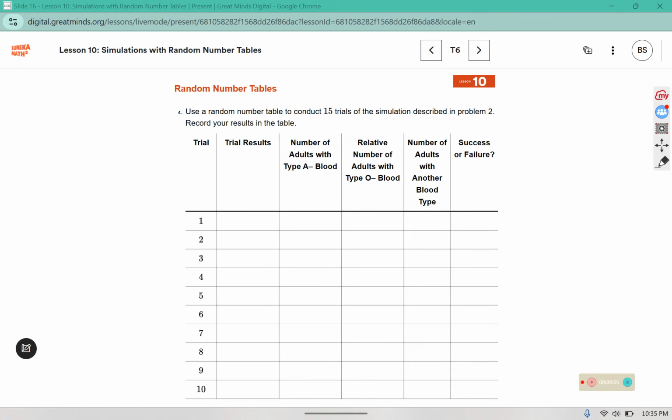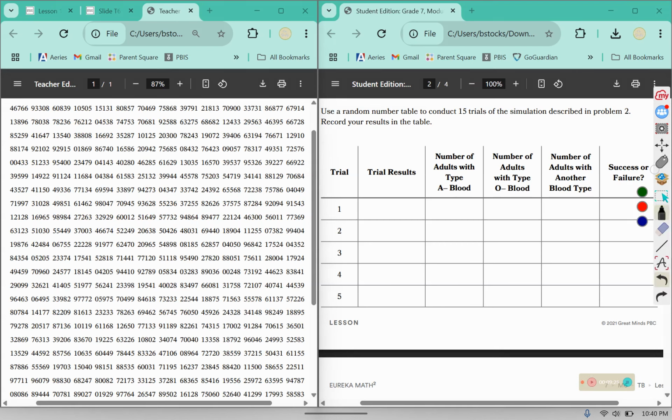You are going to use that random number table that your teacher provides for you to conduct 15 trials of the simulation described in problem 2 and record your results in the table. Keep in mind that you can start at any place in the random number table, but you have to go from there. You can't skip around after that. So let's pick a place to begin. Here I had 48, 3, 16, 94, and 40. We'll write all those in our trial results.